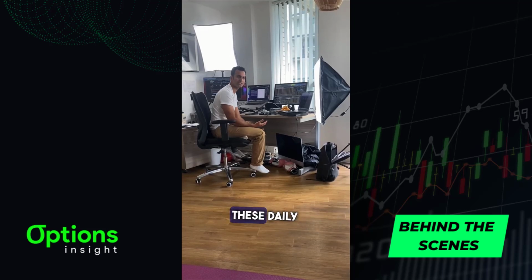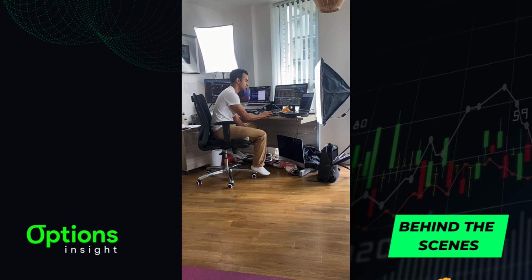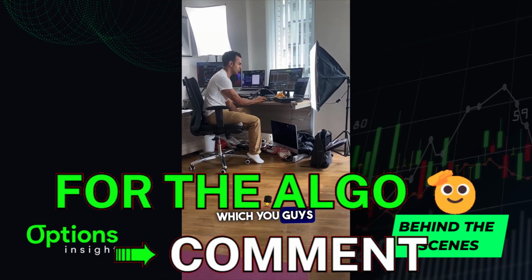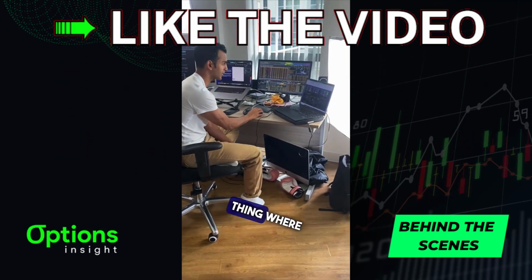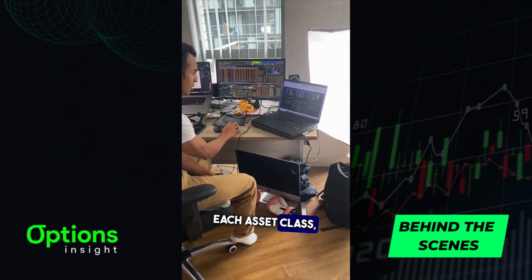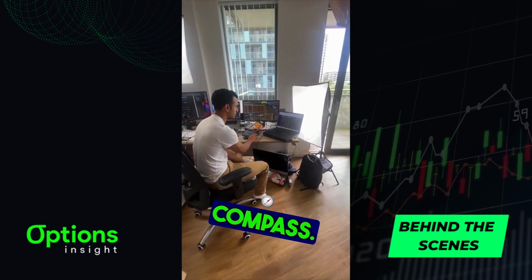So how do I come up with these daily trading ideas? What I do is I run my dashboard, I check the summary table, which you guys are used to seeing in the dailies. And then I run this cross-asset thing, where I look through each asset class: equities, commodities, FX, bonds, sectors, and I have my strategy compass, right?